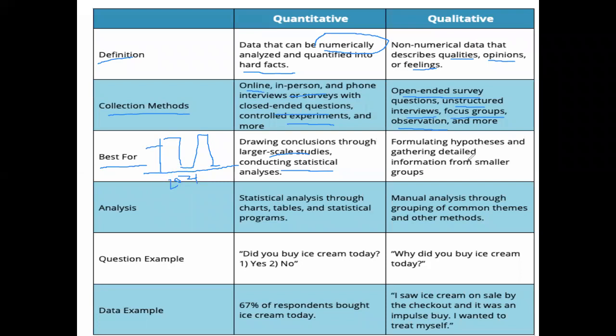Is this point clear to everyone? And this is formulating hypotheses and gathering detailed information from smaller groups. So what is meant by hypothesis? There are different types of hypotheses, such as the null hypothesis. This is a point that you can see in data analytics also. Hypothesis means your assumption. What kind of assumption you have? What can you assume?